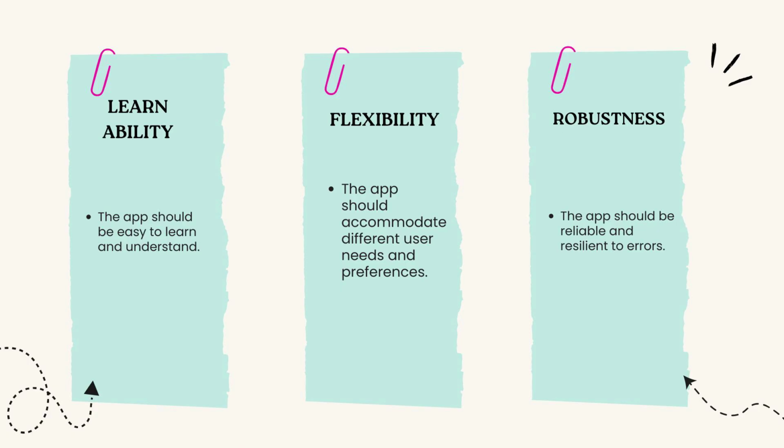This slide highlights 3 key attributes that are crucial for our app design: learnability, flexibility, and robustness. Learnability emphasizes that our app should be easy to learn and understand, ensuring users can quickly get up to speed. Flexibility refers to the app's ability to accommodate different user needs and preferences, providing a more personalized experience. Lastly, robustness is about ensuring the app is reliable and resilient to errors, offering a stable and trustworthy platform.